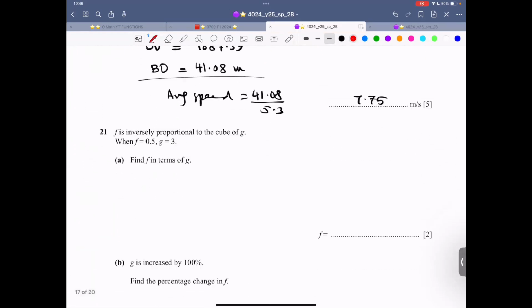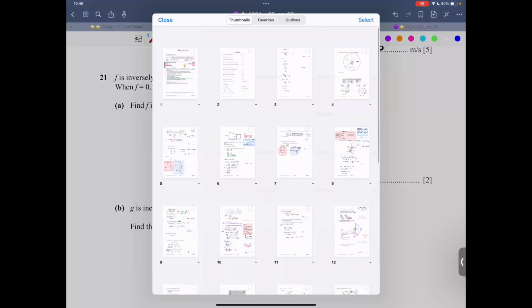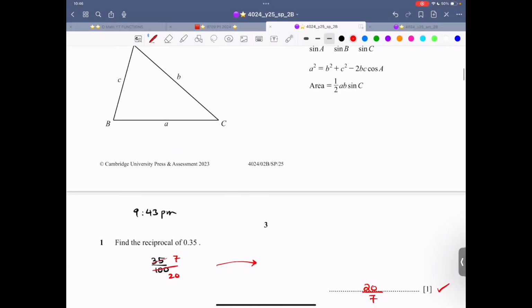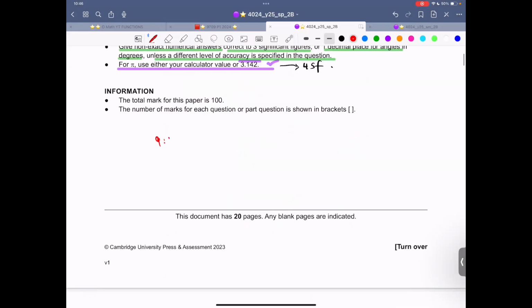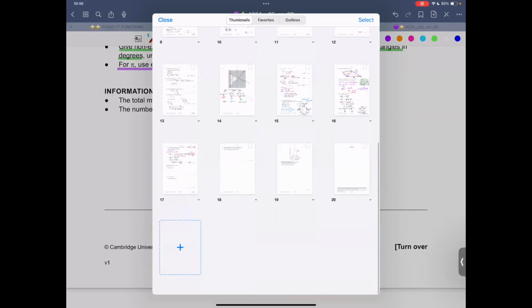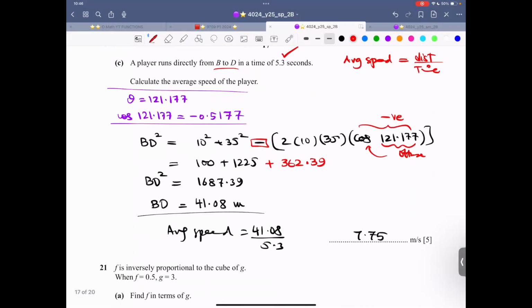Now let's move on. This is also a nice question. Now we started at what time? Let's just double check. We started at 9:43, and this is 10:46. From 9:43 till 10:46, I think we have done approximately 21 questions in this time. Let's see how much more time we will take. So I think this is question 21. So we have done 20 questions.